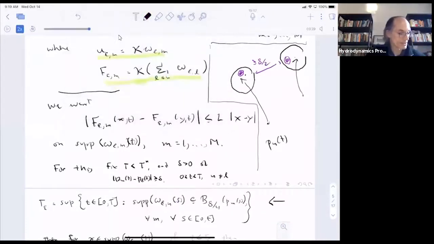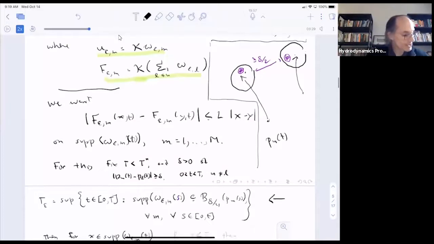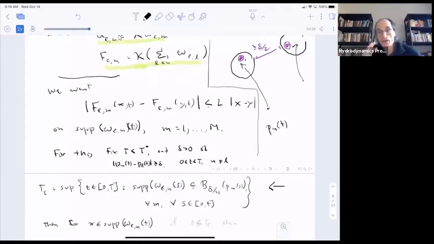Okay, so for every s between 0 and t, I have this containment of the support, and I take T epsilon to be the largest time interval on which this holds. Okay, and so then I want to argue that for times up to time capital T epsilon, I can apply my previous theorem: that this crucial Lipschitz continuity assumption here is satisfied for some L which I can identify. So let's go on and do that.